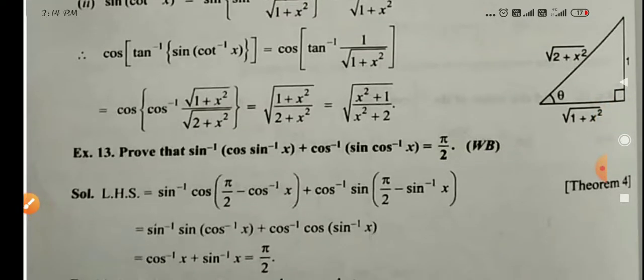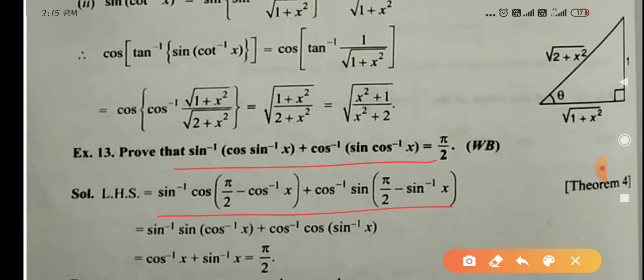Theorem number 4 I told you, that was the theorem sine inverse x plus cos inverse x equals pi by 2. So the use of that theorem in this example you can see. This is the question: sine inverse of cos of sine inverse x plus cos inverse of sine of cos inverse x equals pi by 2. You have to prove. LHS can be taken. Now you see here, in place of sine inverse x, I have taken pi by 2 minus cos inverse x, with the help of that theorem: sine inverse x plus cos inverse x equals pi by 2, so sine inverse x equals pi by 2 minus cos inverse x.